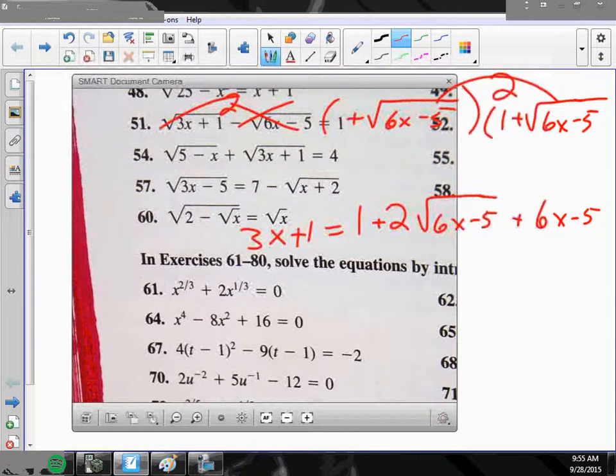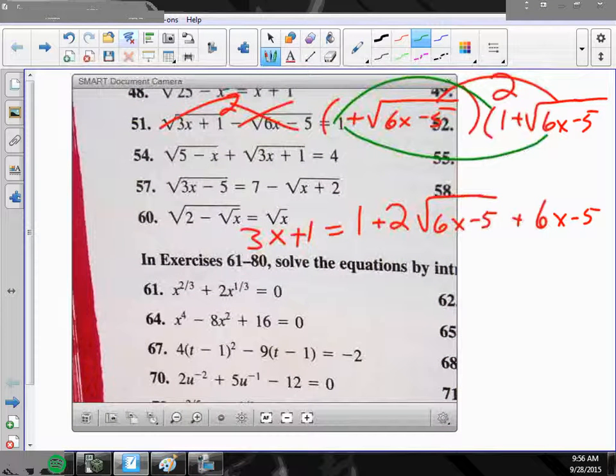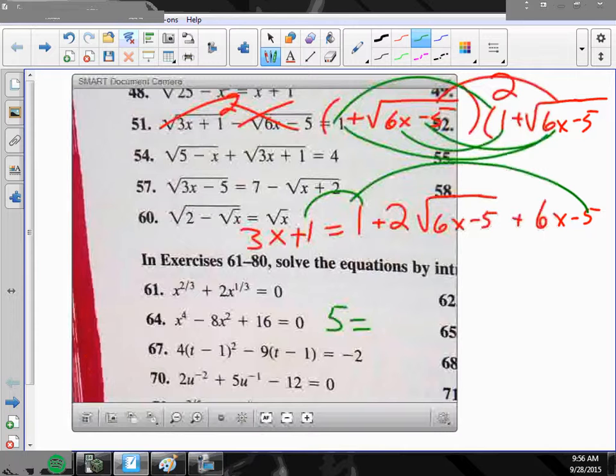Wait, what? Yeah, so sorry. I skipped a step. 1 times 1 is 1. That is root 6x minus 5. This is root 6x minus 5. And then that one gives me just 6x minus 5. So I need to subtract 1 and add 5. So that's 5. And I need to subtract 6x. So negative 3x plus 5 is equal to 2 square root of 6x minus 5.